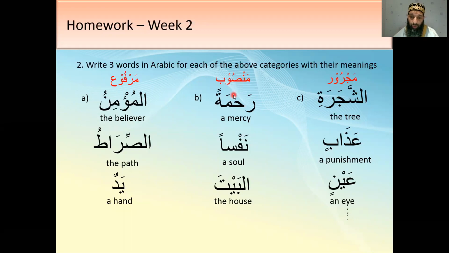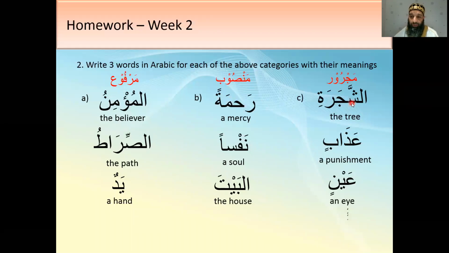Okay, next one, mansoob: rahmatan, nafsan, al-bayta. So why is rahmatan mansoob? Because it ends in a two zabar, ends in a fatha. Yes, good. Ends in fathatain. Fantastic.